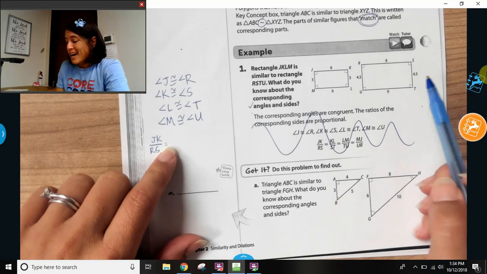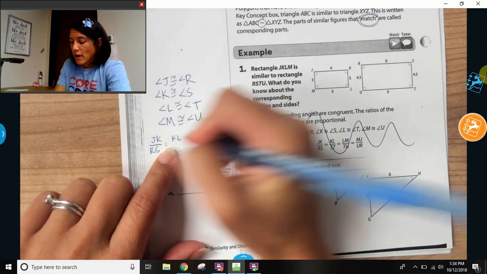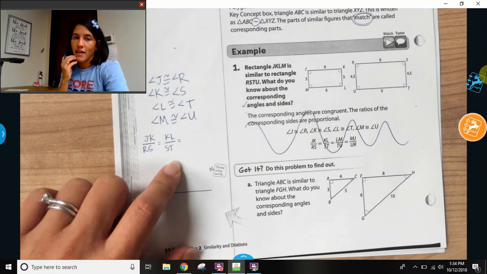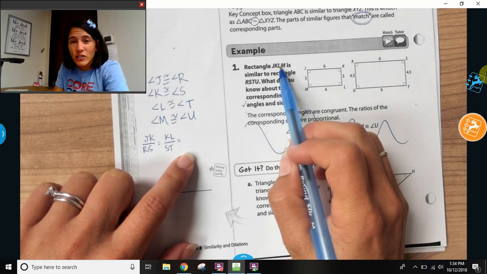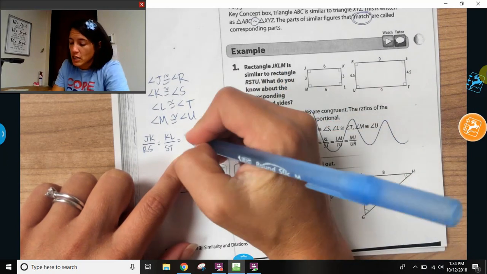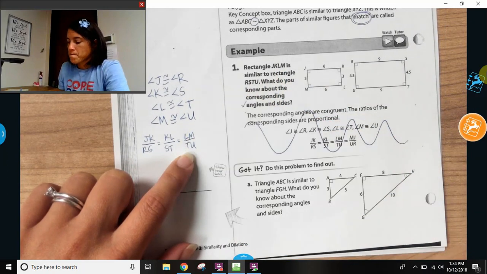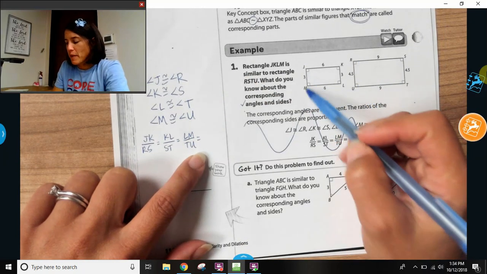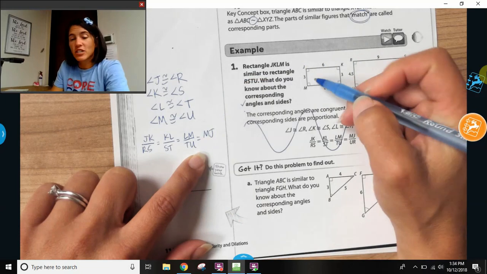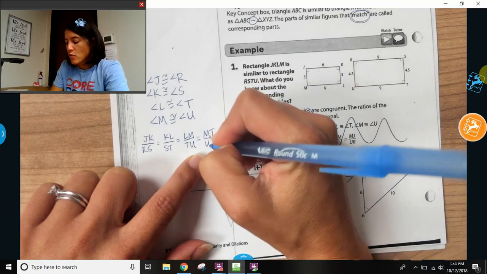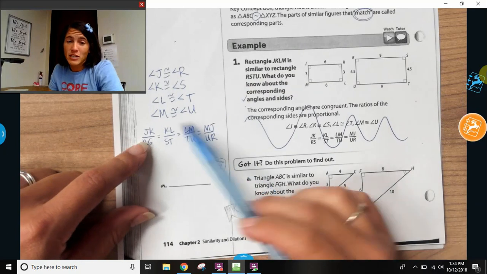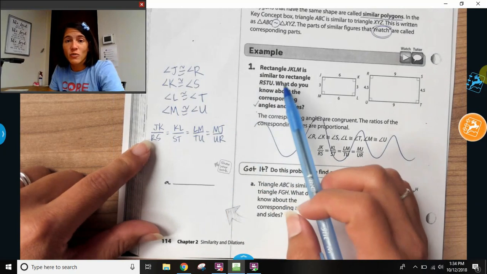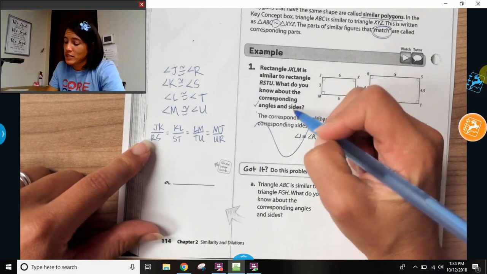So then the next one, I would just go KL, because we're just going around the rectangle. KL corresponds to ST. And then I would go LM. And you see, I could even use here, LM corresponds to TU. And then my last ratio that I'm setting up is going to be MJ, because I need to keep consistent, and then UR. And the reason I'm setting up a fraction is because these are ratios and these are all proportional. So this is what is expected for you to answer when it asks you, what do you know about the angles? And then we did the sides.